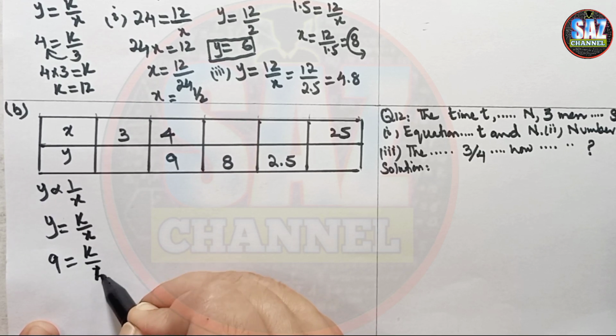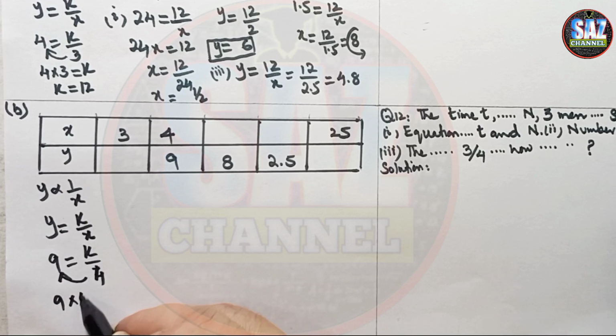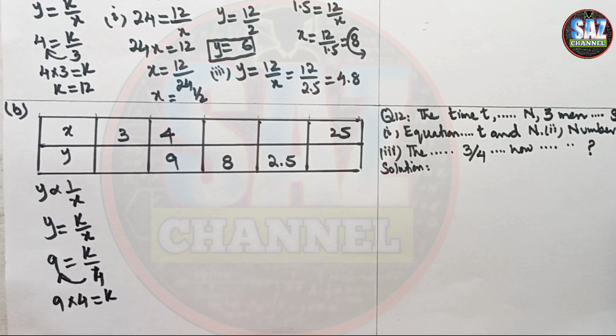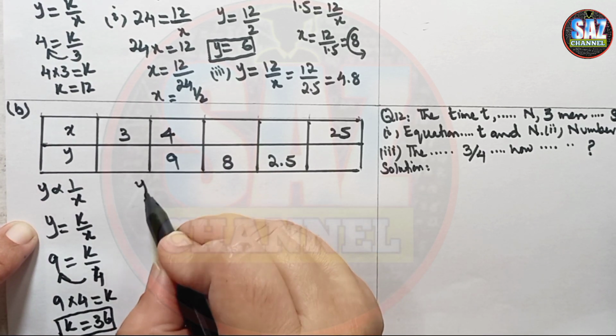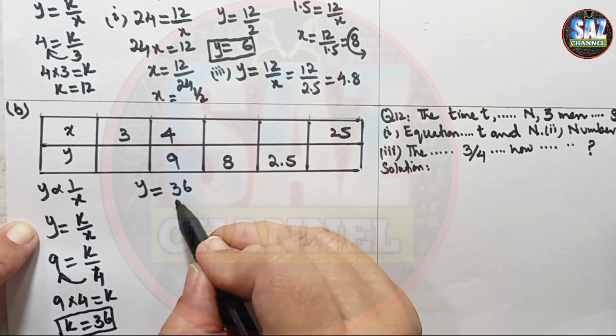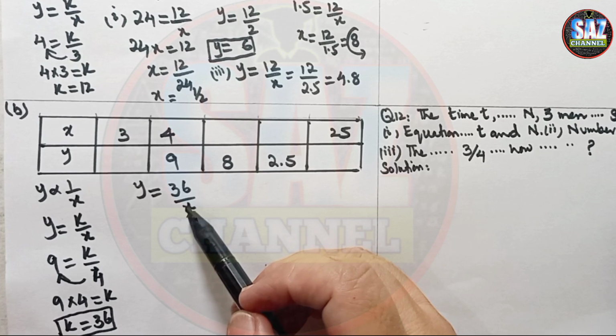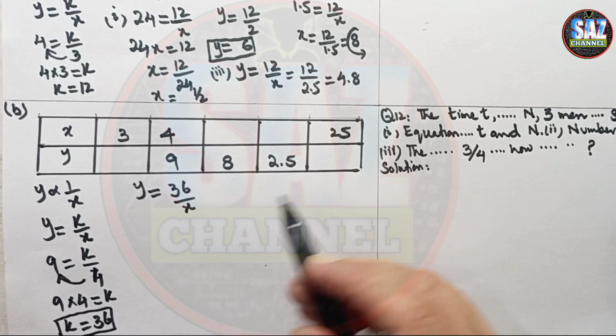Shift 4 to the other side. 9 multiplied by 4 equals k, or k equals 36. So I have to replace this value of k in this equation, and the relationship will become y equals 36 upon x. Now I have to use this equation for the completion and calculation of the rest of the values of the table.